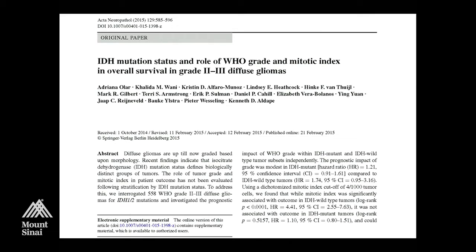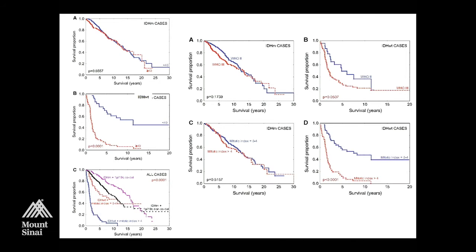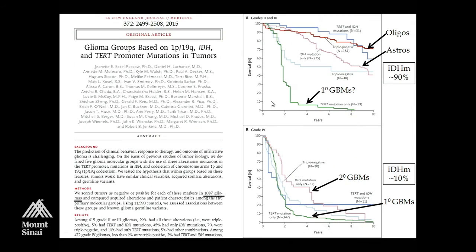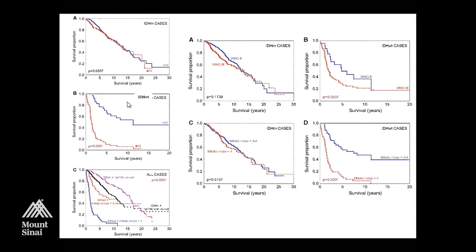It still isn't completely resolved, but here's a study from Ken Aldape's group. If you look at the grade 2 and 3 astrocytomas, IDH wild type, some of the things we've known for many years are prognostic. Age less than 40, age over 40, huge difference in the IDH wild type cases. IDH mutant cases, no difference whatsoever. Mitoses, less than or greater than 4. IDH wild type, big difference in survival. IDH mutant, no difference. Grade 2 versus 3 using WHO criteria. IDH wild type, a little bit of a difference. IDH mutant, no difference at all.